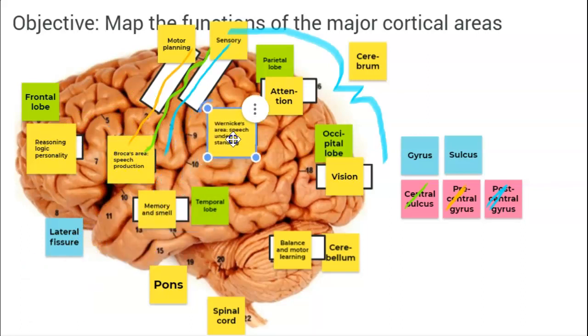And then the last area, Wernicke's area, is the understanding of speech. And that is located kind of at the transition of the parietal lobe and the temporal lobe.